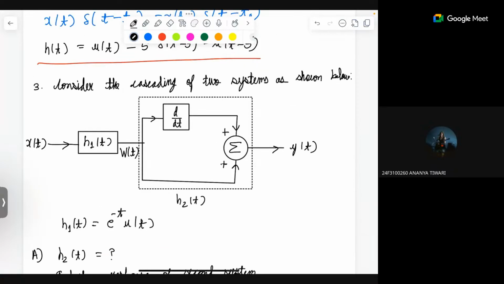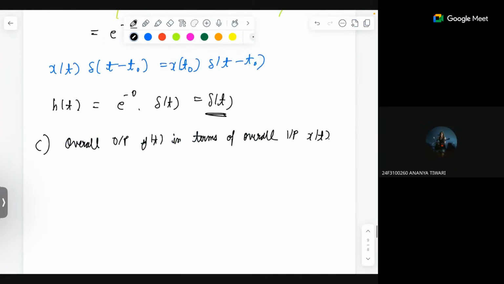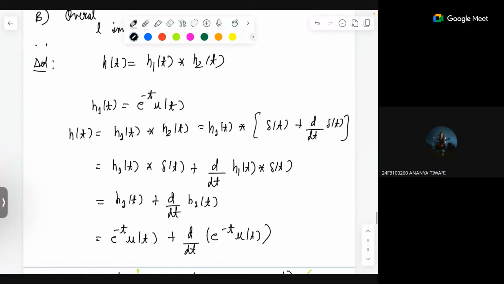Do you want me to keep this figure on the screen or this third part here on the screen? You want me to keep this visible on the screen or this?